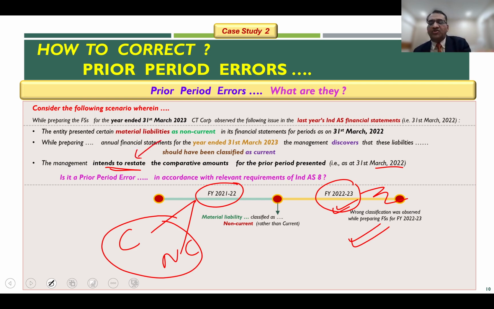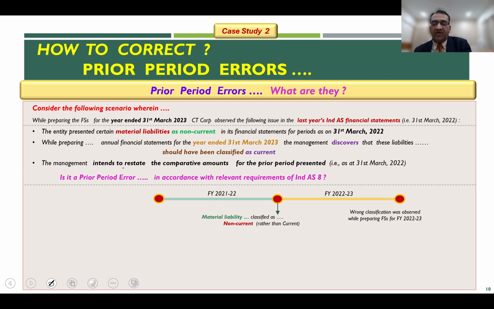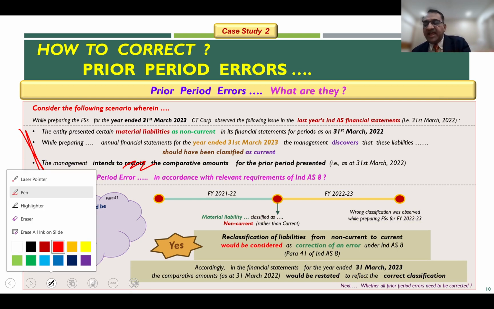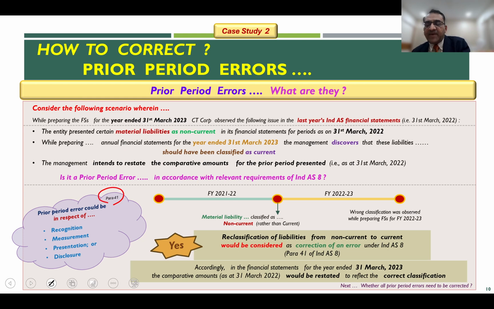That means when they are preparing the financial statements for 22-23, they intend to restate the comparative numbers. Now the moot question we are trying to figure out is whether this wrong classification, wherein a material liability which should have been classified as current was classified as non-current, is a prior period error. Yes, it is. Why so? It's a very simple thing which we have seen in the earlier slide, where I said paragraph 41 says that the prior period error could be in any of these four categories: recognition, measurement, presentation, and disclosure.